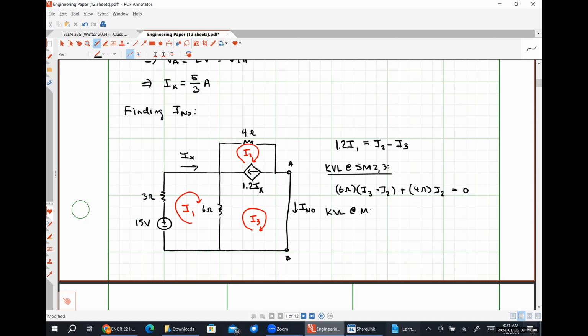KVL around mesh 1, I'm going to have negative 15 volts plus 3 ohms I1 plus 6 ohms. Hold on. Here I had I3 minus I2. This should be I3 minus I1. I apologize for that mistake. 6 ohms times I1 minus I3 is equal to 0. And once again, we have 3 equations, 3 unknowns. So we'll go ahead and solve the system.